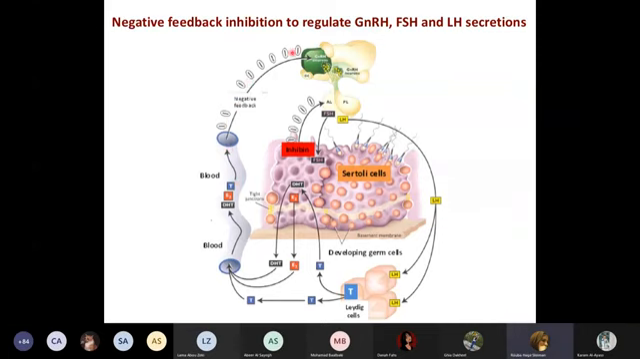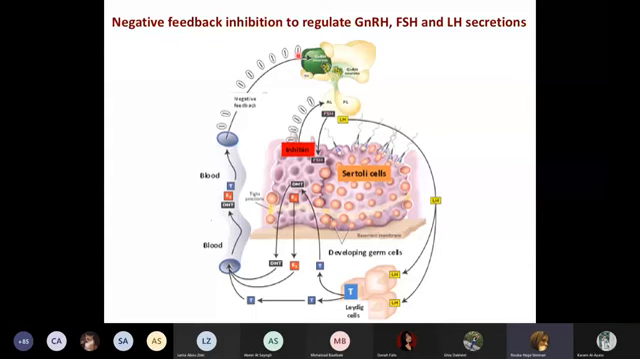Now, how is the spermatogenesis controlled? How is the hormonal control of spermatogenesis? Now, the spermatogenesis is controlled by the action of the gonadotropic glycoproteins, so FSH and LH.